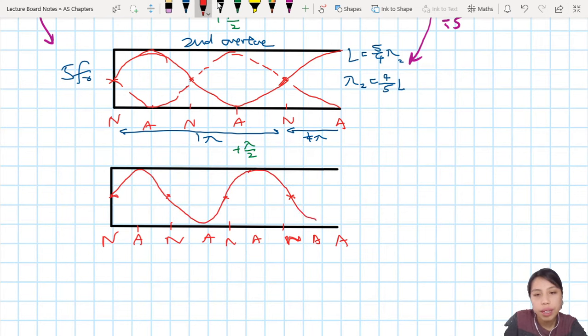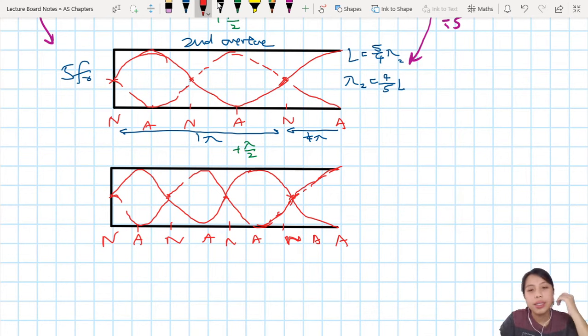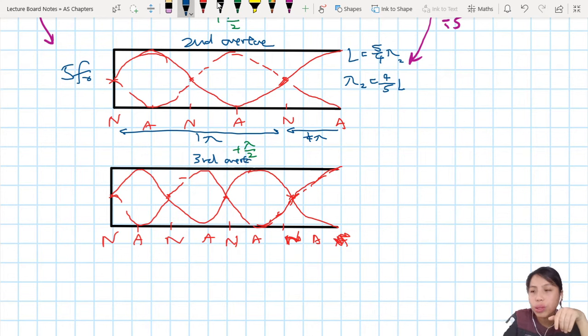There, there, and then here. Actually, the nodes should be a bit more spaced out. Something like that. Okay, roughly, you know the idea. See, I got 2 antinodes, so actually this one should just be like that. Okay. So 3 and a half loop. This is called the third overtone. And you can keep on going for many overtones forever and ever.